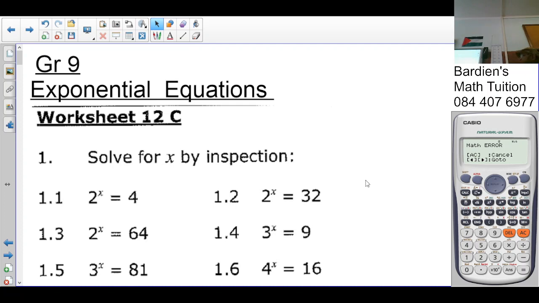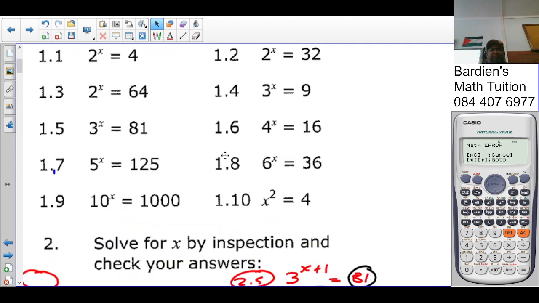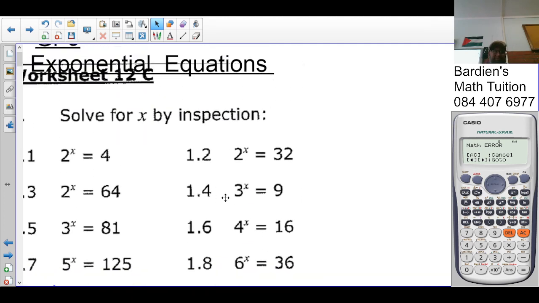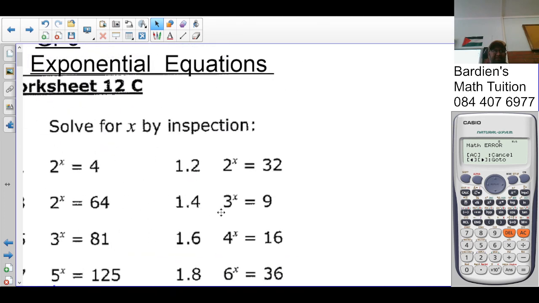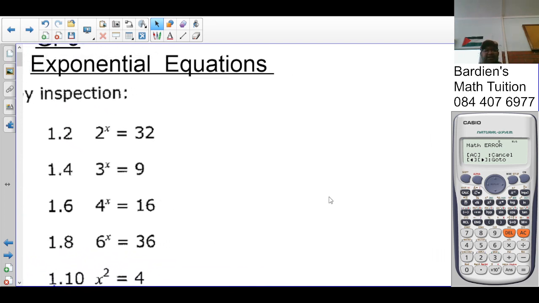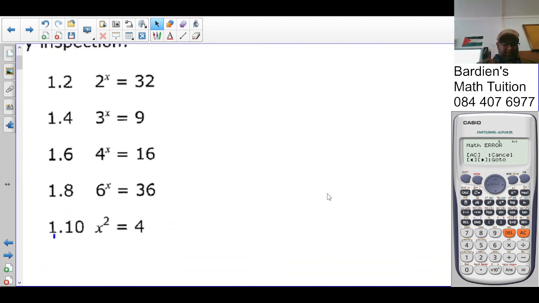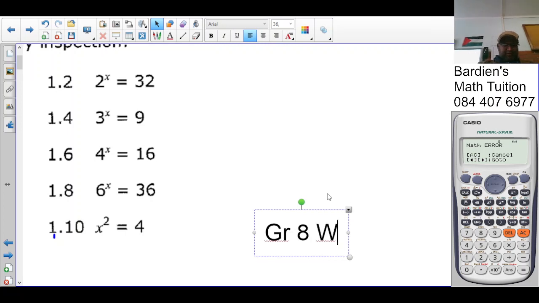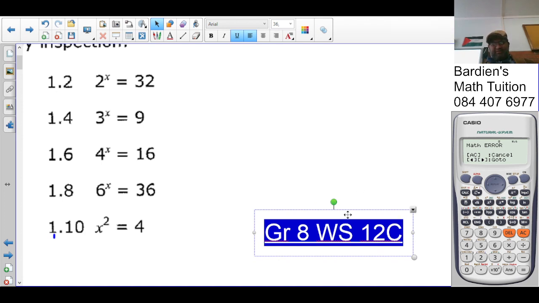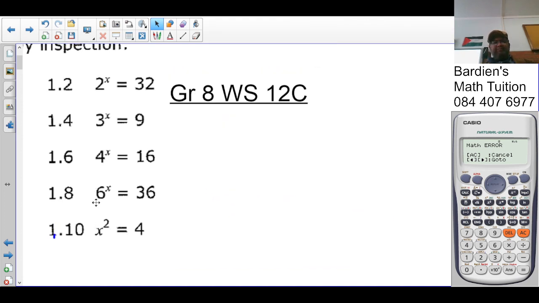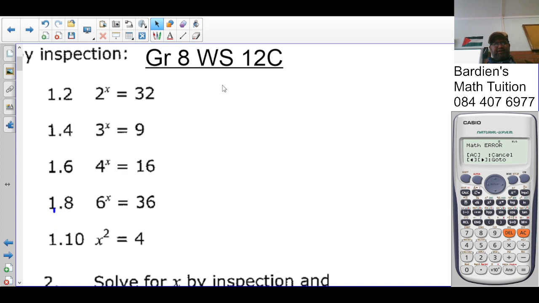Right, so at this point we are wrapping up our exponential equations. You said you had problems. This is 12C, out of the grade 8 textbook, grade 8 worksheet 12C. This is also coming in your upcoming exam, no? Right, let's go with it. You have to do the even numbers, not so?